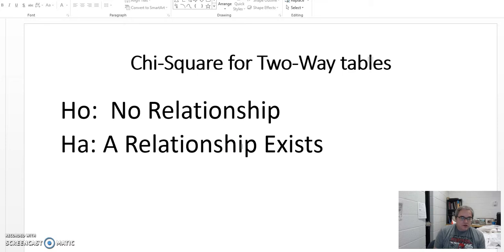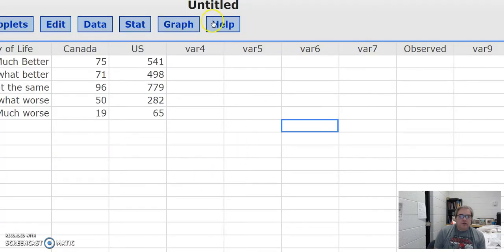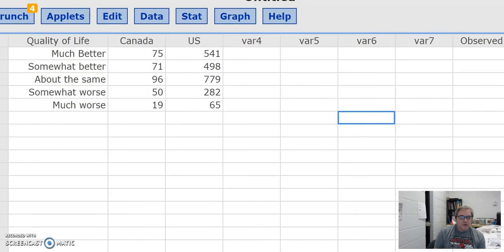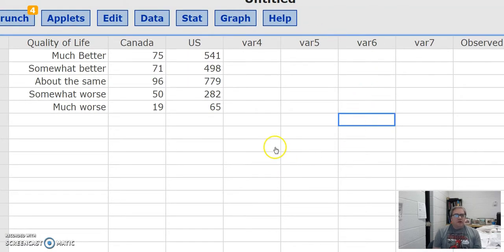So if I show you an example, and this is an example I've used for a long time, it's talking about quality of life between patients in Canada and the US after, I believe, a heart attack. This is an old data set that I have. And this is what a two-way table or contingency table is all about. They're giving you categories. Are they in Canada? Are they in the US? And how do they feel a year or 5 years down the line? Are they much better, somewhat better, about the same, somewhat worse, much worse?